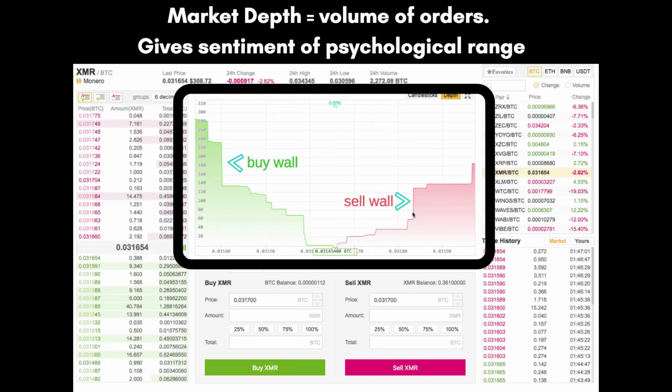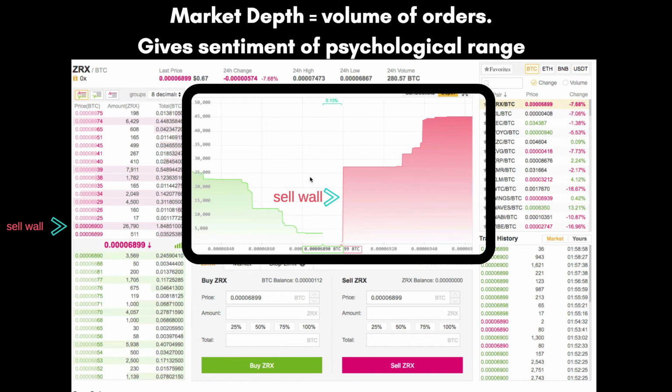So whether you have a buy wall or a sell wall, that means that a lot of people have to get through that in order for it to move along. A lot of people have to get through this sell wall in order for the price to go up, and a lot of people have to get through this buy wall in order for the price to go down. And here's another example of a sell wall.